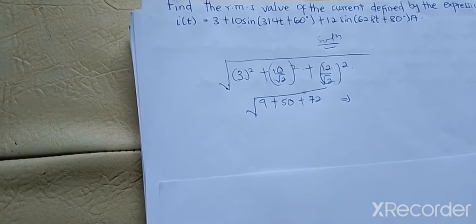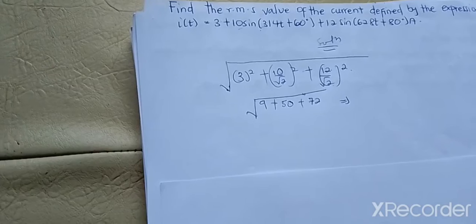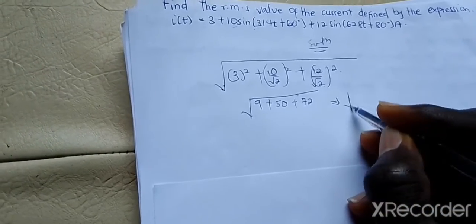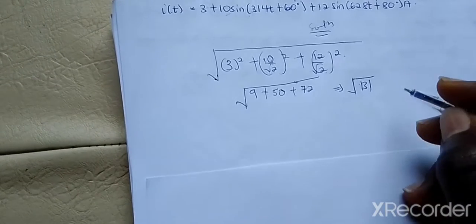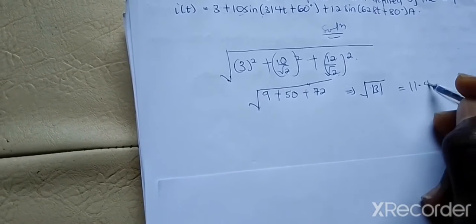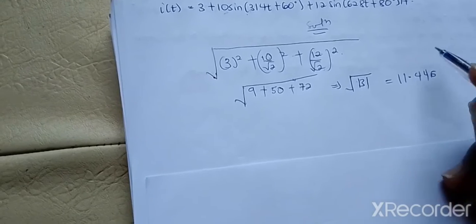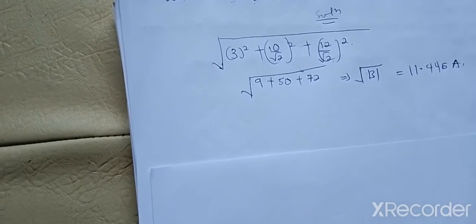So the square root of 9 plus 50 plus 72 gives us the square root of 131, which is the same as 11.446, and since it's current, we make it amperes.